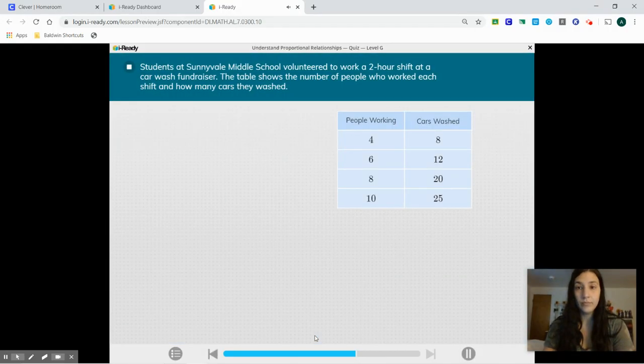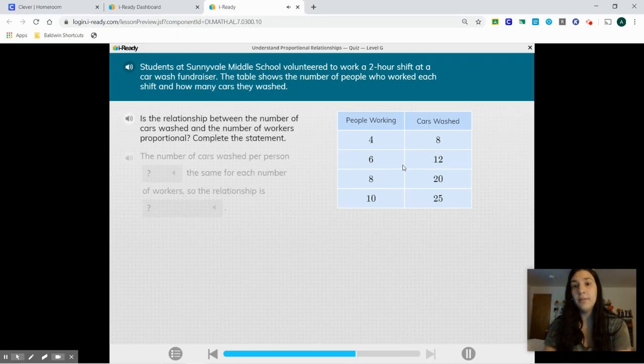Students at Sunnyvale Middle School volunteered to work a 2-hour shift at a car wash fundraiser. The table shows the number of people who worked each shift and how many cars they washed. So we're talking about cars per person. Is the relationship between the number of cars washed and the number of workers proportional? Complete the statement.